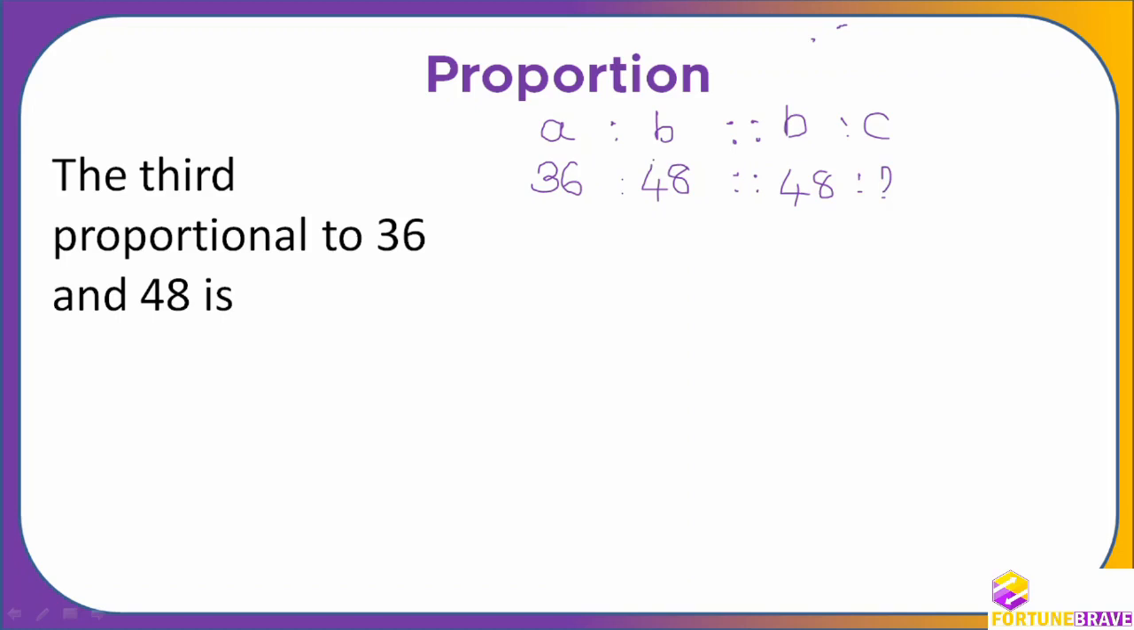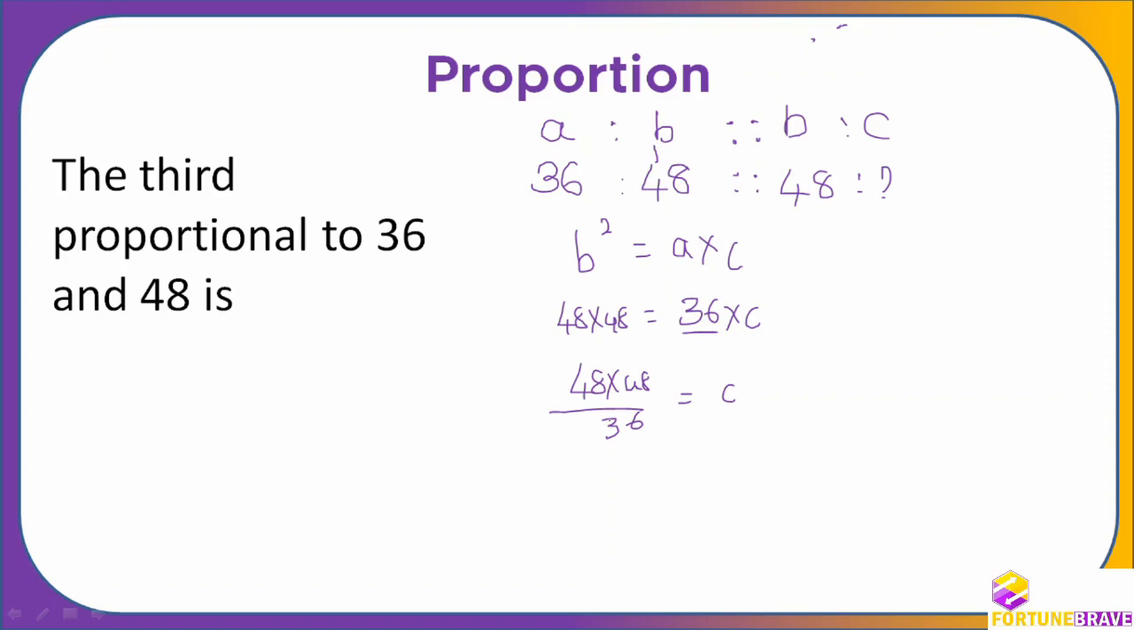Okay, so what will happen now? We know B square is equal to A into C. So B square, I know 48 into 48. I am not going to square it, I am going to keep it as it is. And 36 into C. So I'll take this 36 this side. So 48 into 48 divided by 36 is equal to C. Why am I not doing direct multiplication? Because this is not a direct multiple of 36.